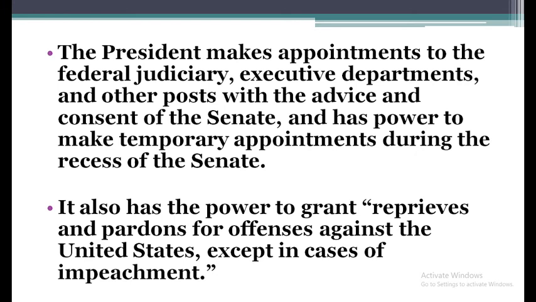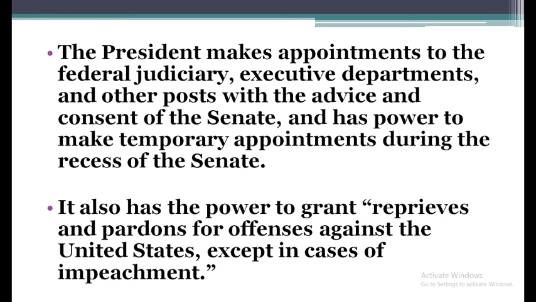It is the duty of the President to appoint, but it is the duty of the Senate to see whether the right person is being appointed. However, in some cases, when the Senate is not in session, the President can make temporary appointments.